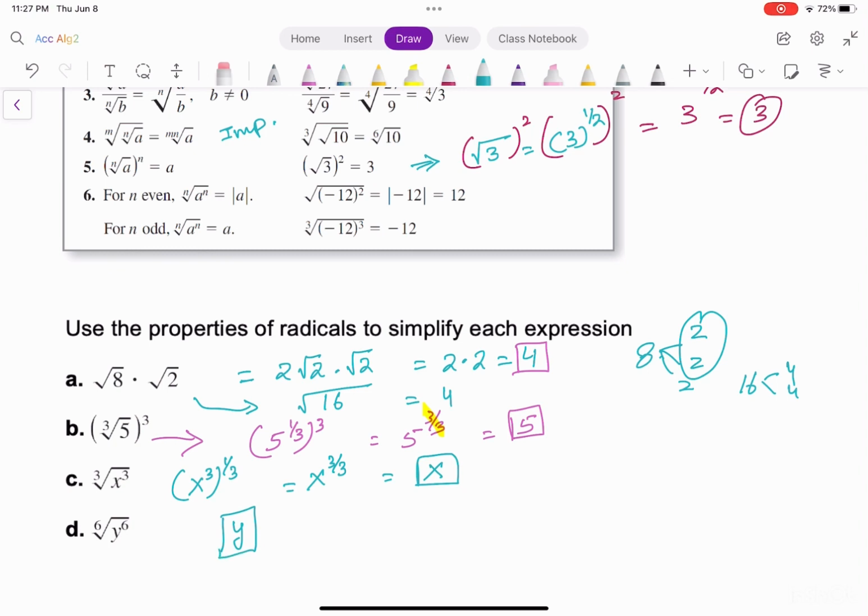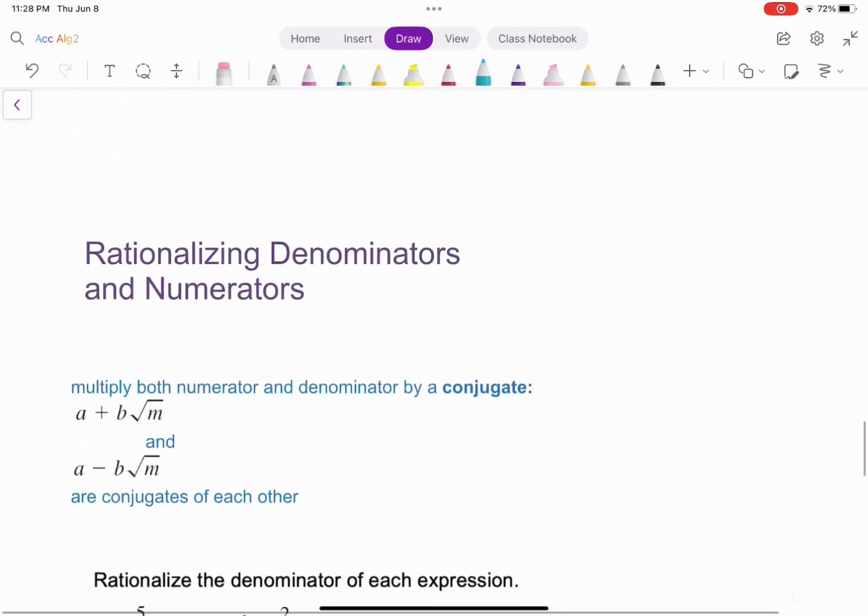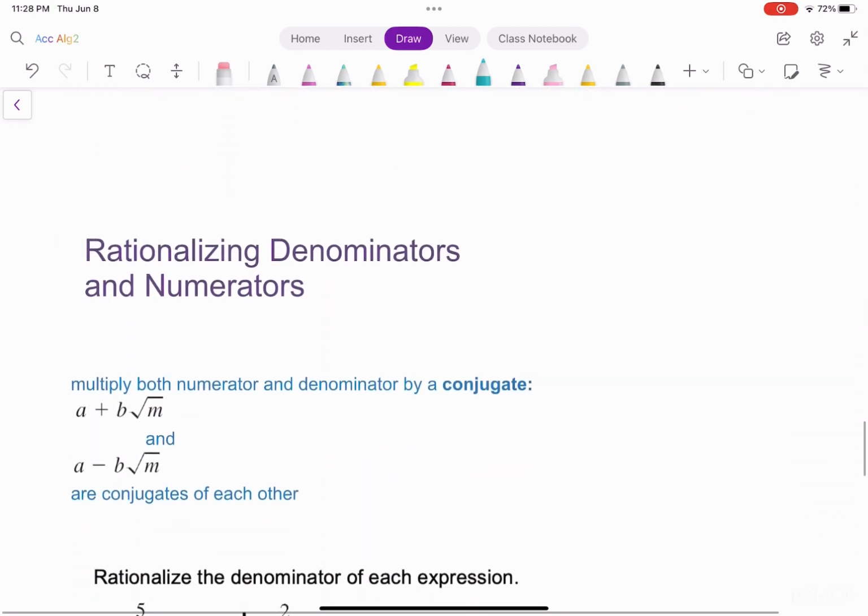For D, you can also write it as the absolute value of y. That is also fine, because the index and the exponent, it is an even number. That is why we can write it as the absolute value.